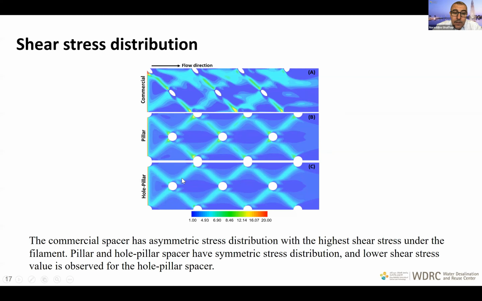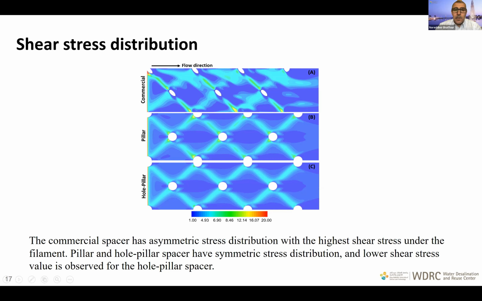While the pillar and even the whole pillar have symmetric stress distribution here and lower shear stress value. So when the spacer is attaching to the membrane, you have more shear stress because the flow is like jumping, which is good for hydrodynamics, but very bad for fouling deposition, as we have explained before. So the one in the middle, that's why the pillar spacer had higher performance, because we have lower shear stress and, of course, enough shear stress to remove the foulants, but not too much to promote biofouling deposition, as you can see here clearly in this distribution.